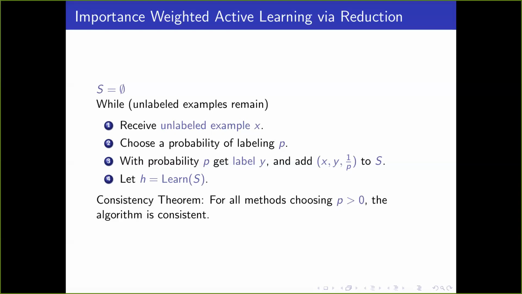Okay, and now the claim is that if you use essentially any reasonable choice of P in learn, so for all methods choosing a P greater than 0, if learn minimizes the importance weighted error rate, then the algorithm is consistent. So that failure mode that I just showed you goes away, at least asymptotically. You will converge to the right answer.